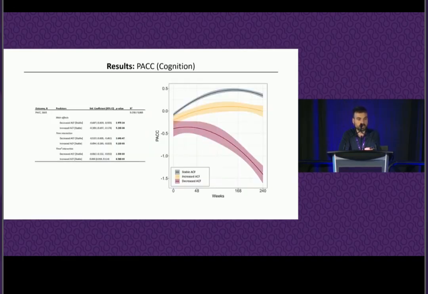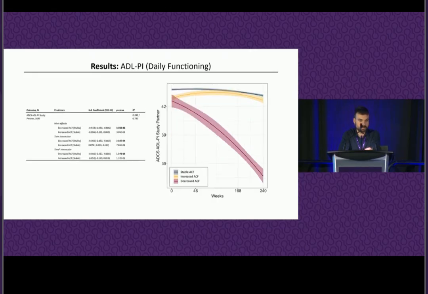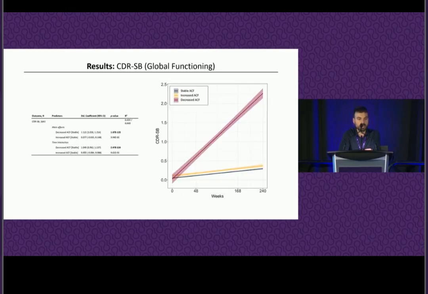Moving on to the longitudinal associations regarding PAC, the decreased ACF trajectory showed a significant cognitive decline compared to the stable ACF, whereas the increased ACF trajectory showed a significant reduced practice effect compared to the stable ACF. Regarding daily functioning, the decreased ACF trajectory showed a steep decline compared to the stable ACF, whereas the increased ACF trajectory showed no significant difference compared to the stable ACF. Regarding the CDR, the decreased ACF trajectory showed a steep decline in global functioning, indicated here by higher scores, compared to the stable ACF, whereas the increased ACF trajectory showed no significant difference compared to the stable ACF.